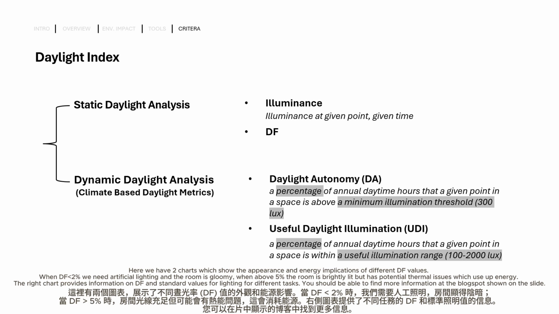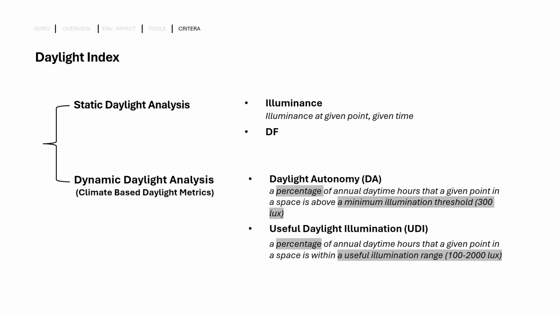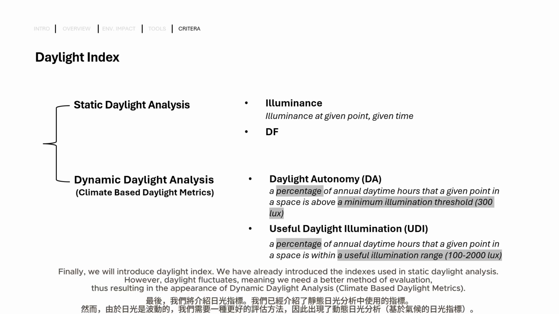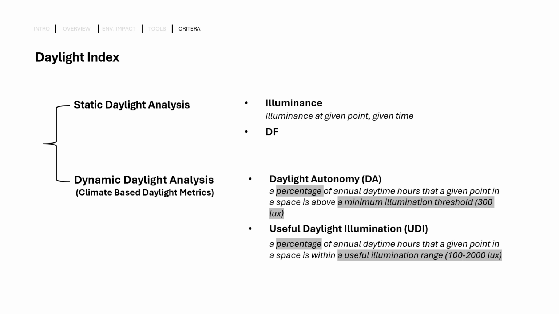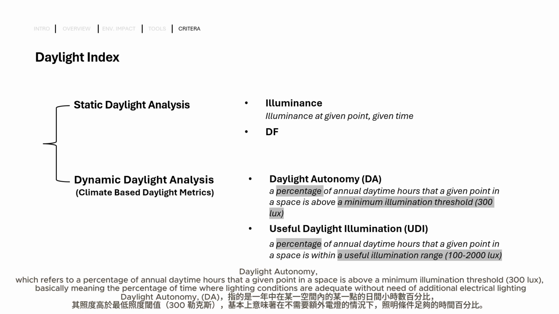Finally, we will be introducing daylight index. We have already introduced the indexes used in static daylight analysis. However, daylight fluctuates, meaning we need a better method of evaluation, thus resulting in the appearance of dynamic daylight analysis, also called climate-based daylight metrics. We will be introducing 4 dynamic indexes today. The first is daylight autonomy, which refers to a percentage of annual daytime hours that a given point in space is above a minimum illumination threshold, approximately about 300 lux.